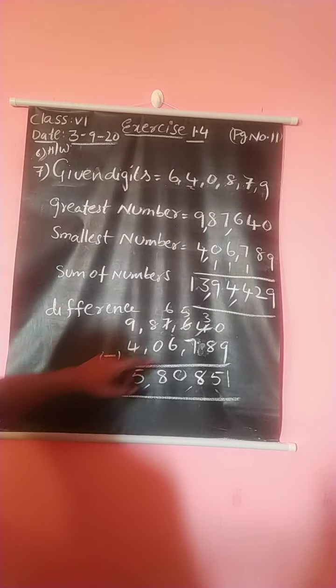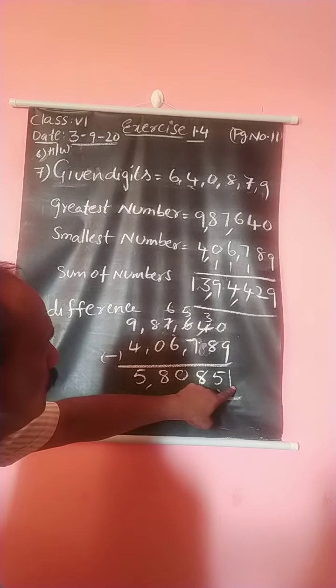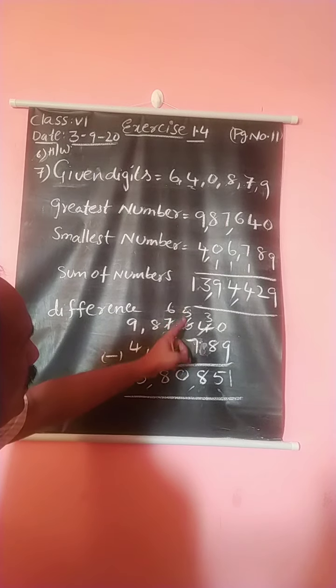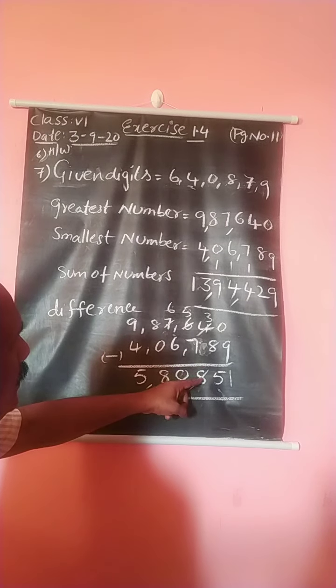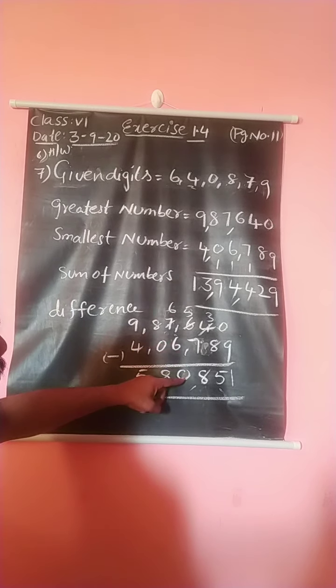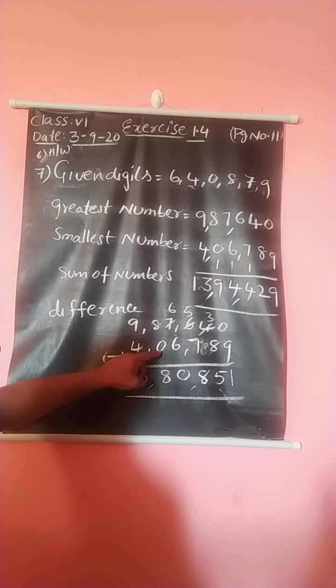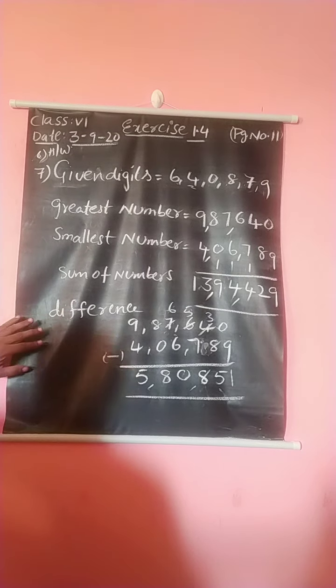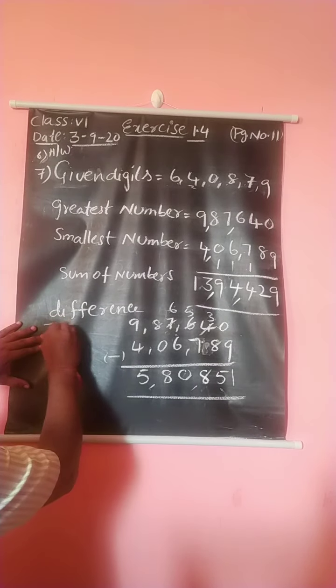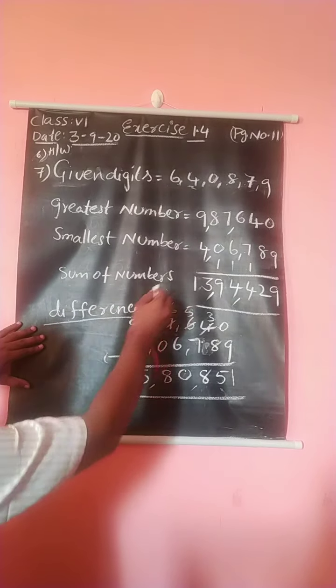Is that? 10 minus 9, 1. 13 minus 8, 5. 15 minus 7, 8. That means 6 minus 6, 0. 8 minus 0, 8. 9 minus 4, 5. This is called the difference of the numbers. This is the difference and this is the sum of the numbers.